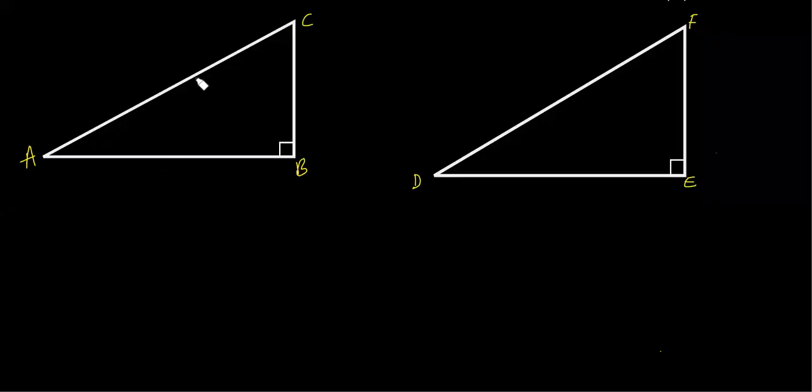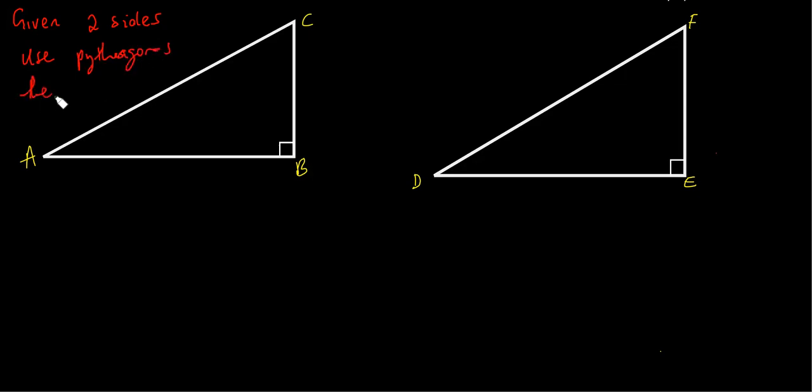Now let's look at what we're supposed to use when, let's say, you're given two sides: use the Pythagorean theorem to calculate the third side. So if you are given two sides, you must make sure that you use Pythagoras to find the third side.